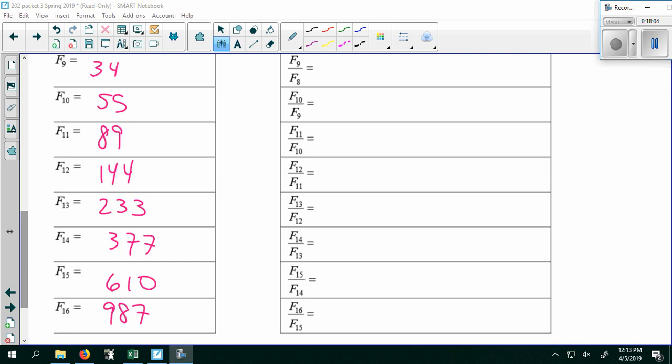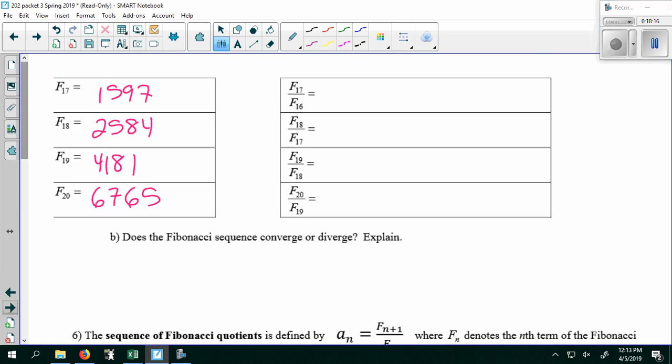55 and 89 is 144. 89 and 144 is 233. 144 and 233 is 377, etc. Okay, so I've got the first 16 Fibonacci numbers here. Next page I have up through 17 through 20.